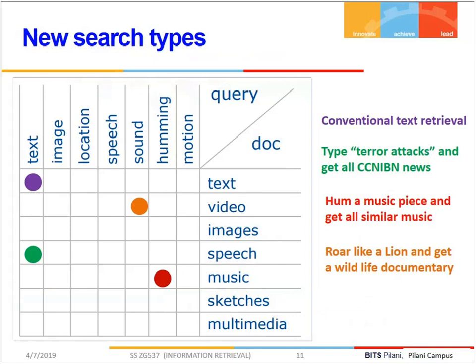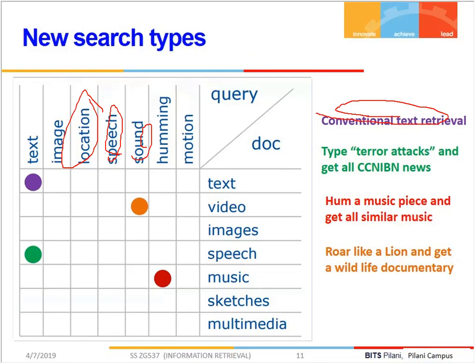As I told you, the conventional approach is a text to text search: the query is in textual form, and the document is also in textual format. However, there could be many options for the query as well as for the document. For example, the query could be an image, a location like latitude and longitude, a speech, a sound, a humming, or a motion. And the documents could also be text, video, images, speech, music, sketches, or any other multimedia format. So there could be several combinations possible between a query and a document. Conventional is text to text retrieval, but there could be other options also.